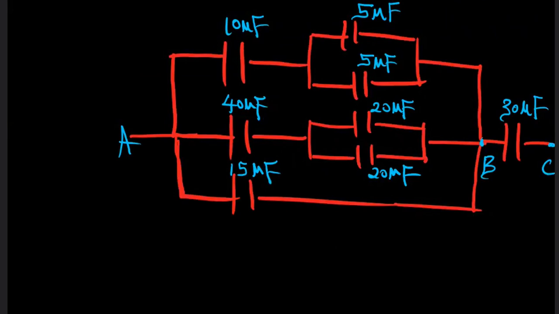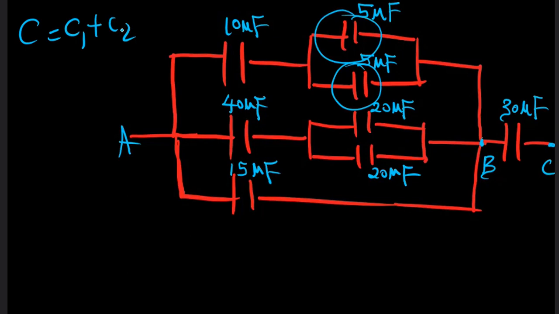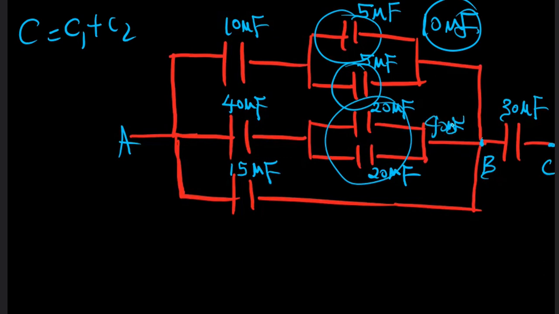Here, you have to identify which capacitors are in series and which are parallel. So let's start with parallel capacitors because it's easy to add them. You know these two capacitors are parallel. So parallel capacitors can be added like this, C1 plus C2. So the equivalent of these two has to be 10 microfarad. You should know that. Right. And these two will be 40 microfarad. Right. Let's keep adding them.